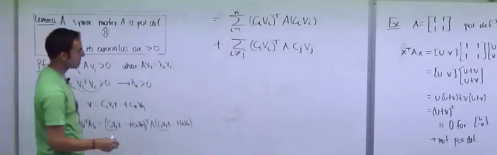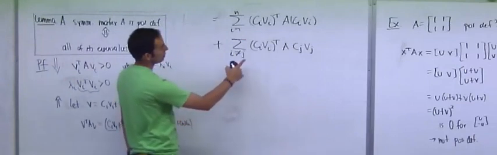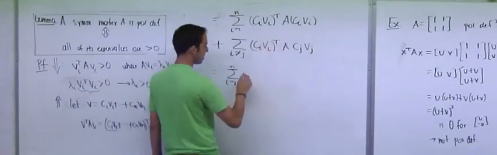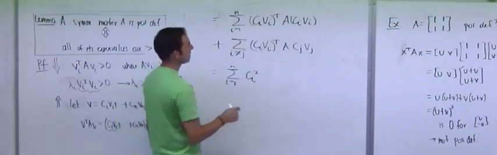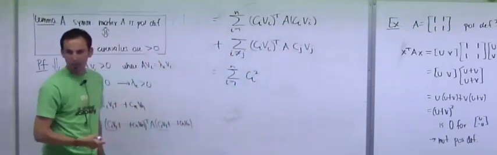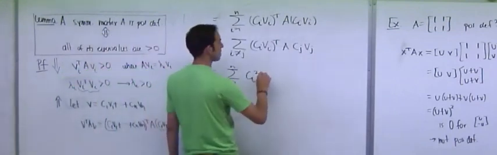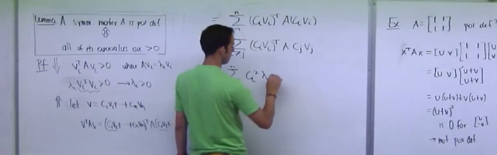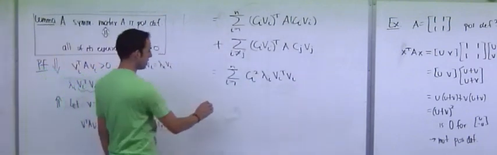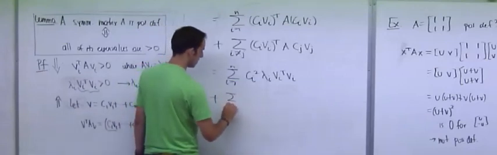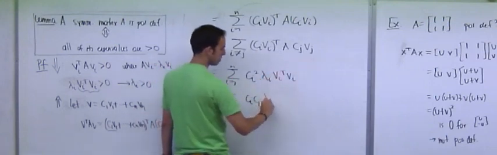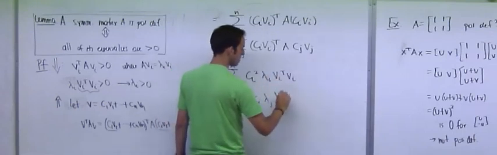Okay. Now let me fiddle with this a little bit. So I pull out the Ci squared, okay? And I get Vi transpose A Vi. Okay? But A Vi is lambda i Vi. So that means I get lambda i Vi transpose Vi. Plus, then I do the same thing for i different from j. And what I get is Ci Cj. Then A Vj is lambda j Vj. And then I get Vi transpose Vj. Okay?